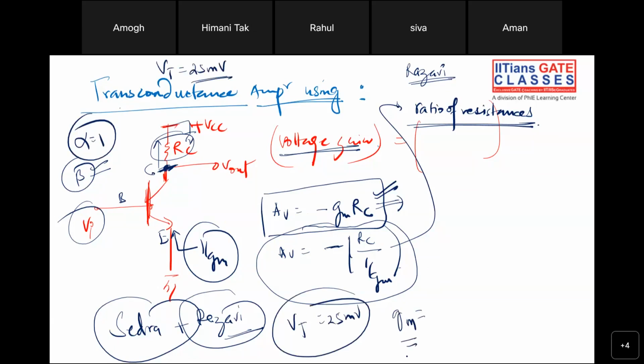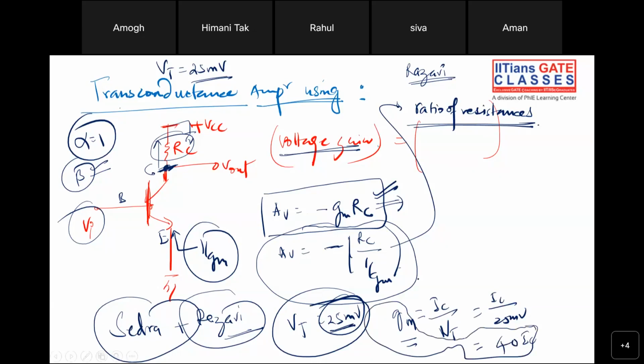the GM of the transistor, you must know directly what GM is. GM is basically IC by VT, right? So IC upon 25 millivolt. You must know the value like 40 times IC directly, so that you can get the answer very quickly, because 1 by 25 millivolt is 40.